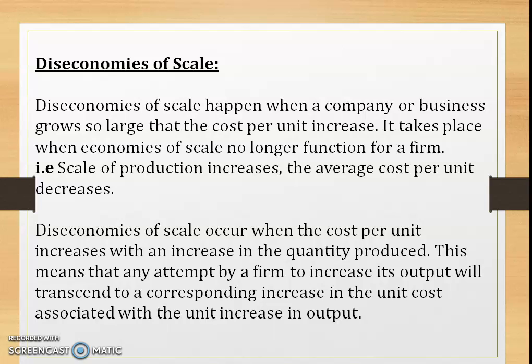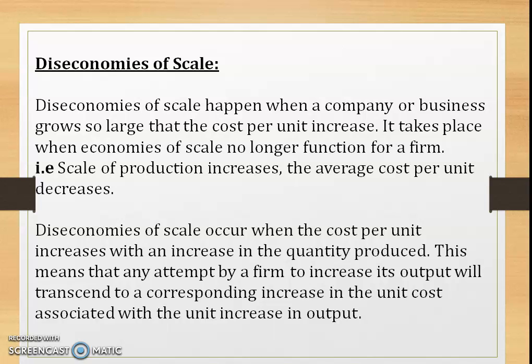Diseconomies of scale happen when a company or a business grows so large that the cost per unit increases. It takes place when economies of scale no longer function for a firm. That is, as the scale of production increases, the average cost per unit decreases in economies of scale. Right. This is just the opposite of economies of scale. So in economies of scale, when the business grows, the cost per unit of production, that is the average cost, decreases, right? Whereas in diseconomies of scale, the cost per unit increases when the business grows.